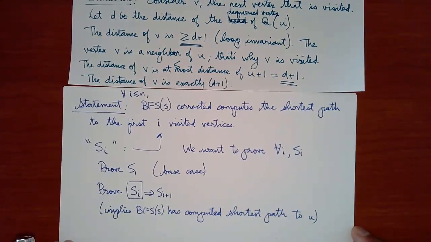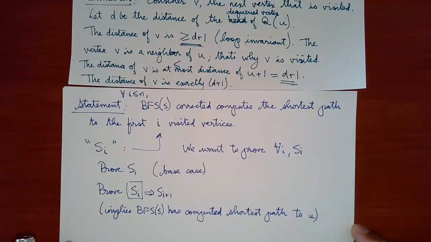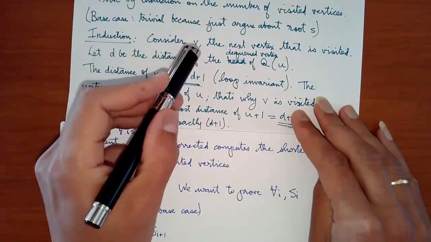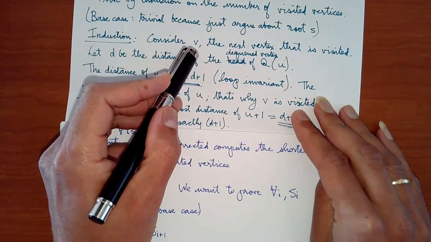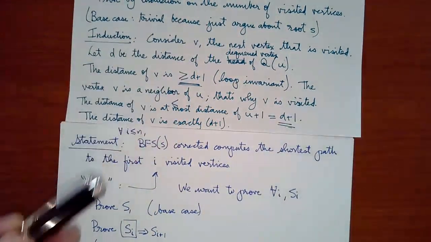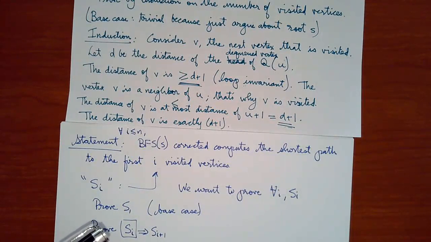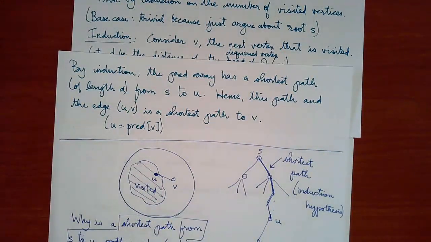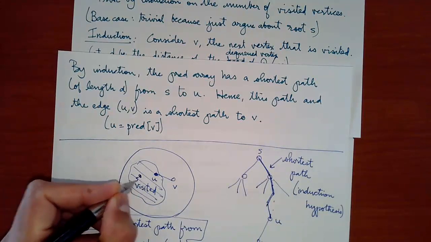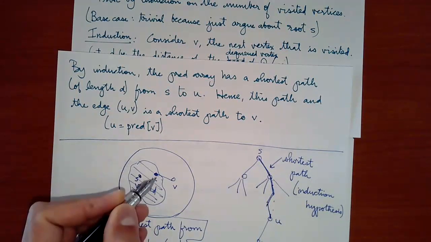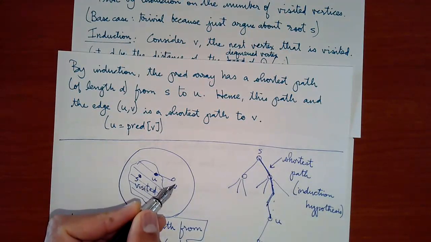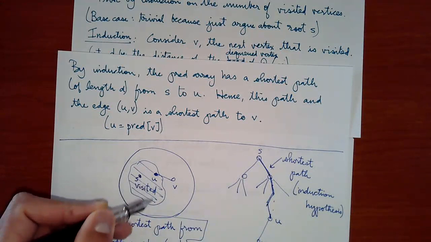If we're going to use this assumption for U, why can't we use the same assumption for V? Why do we have to prove that? Because V is not yet visited. Okay, got it. So you're saying now consider the next vertex that's visited. To draw a picture, what you know is that BFS has correctly found the shortest path for all the vertices in the shaded region.